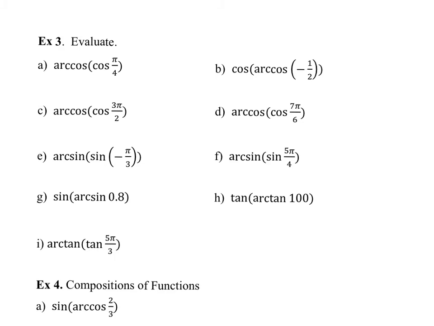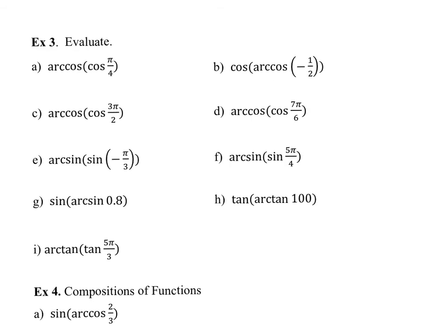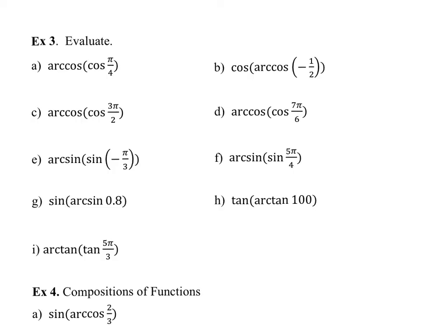Okay, so for example 3, we're going to evaluate some compositions of functions and their inverses. Okay, and the point of knowing that they cancel each other out is to make your life easier. It's just that you have to be careful about it. Okay, so the first 4 are all going to be regarding arc cosine and cosine. So I'm going to sketch a little picture. Okay, remember the range of arc cosine is from 0 to pi. So if I'm checking the domain and range, I'm looking for that.